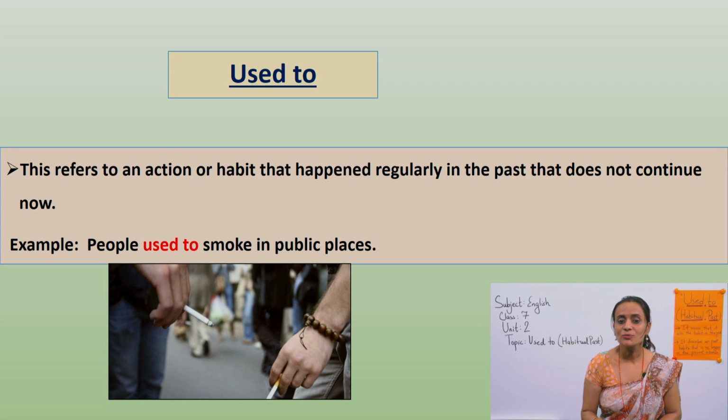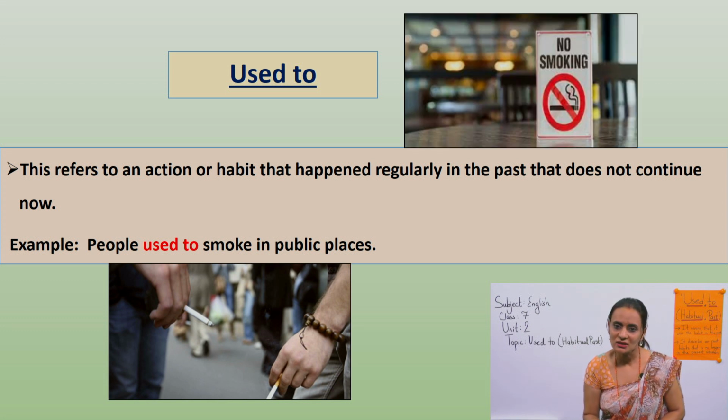People. There is smoking in the public place. And in the second picture, they are not allowed to smoke in the public place. You have the picture and the sign of no smoking also. But this was their past habit, and this is the current situation.